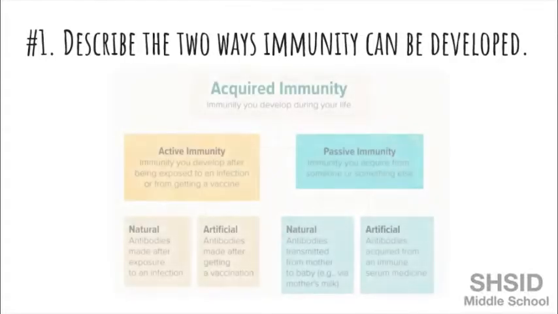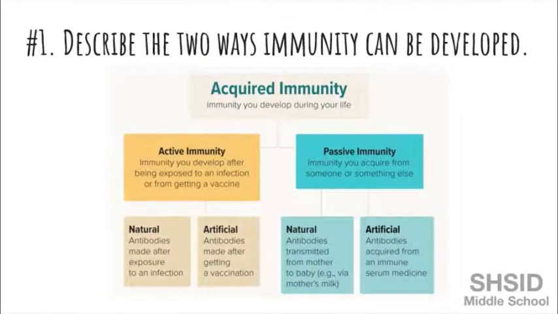Well, when you want to acquire immunity, there's 2 ways to do it. Active immunity, right? And this is immunity that you develop after being exposed. So it can be natural, right? After getting a first infection, your body creates antibodies. Or it can be artificial, where you get a vaccine and then your body creates antibodies to respond to the vaccine. Or it can be passive immunity, where you acquire it from someone or something else.